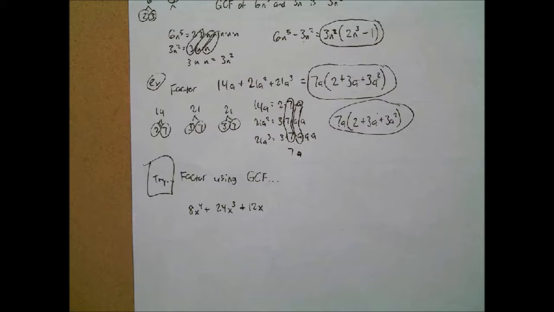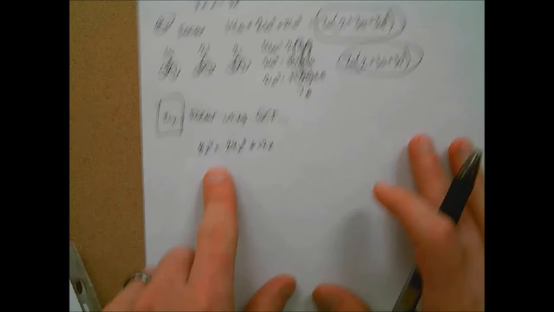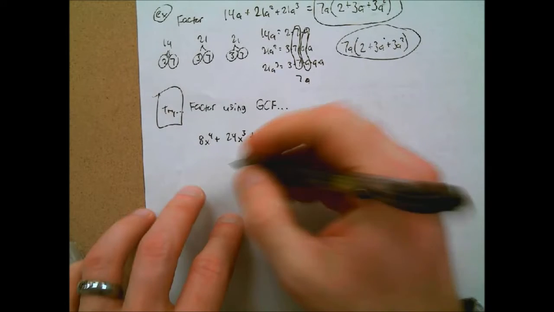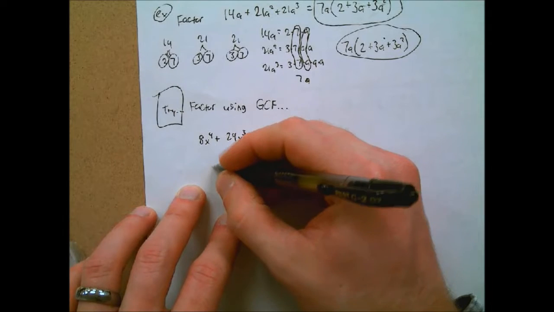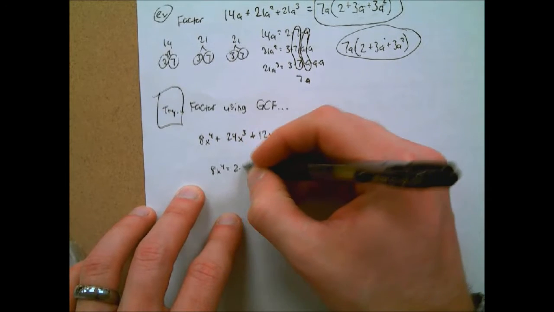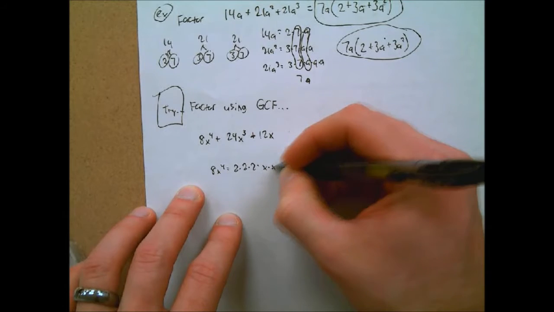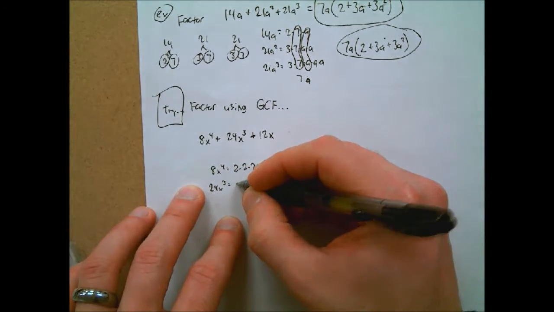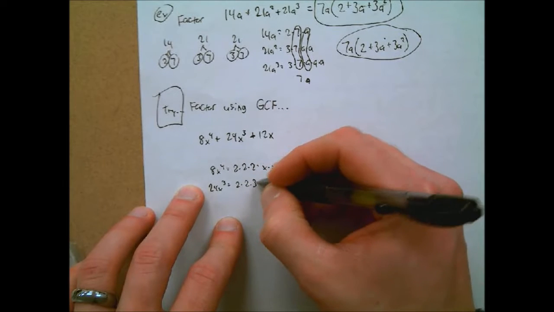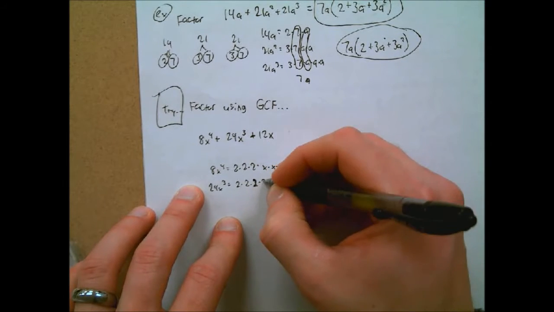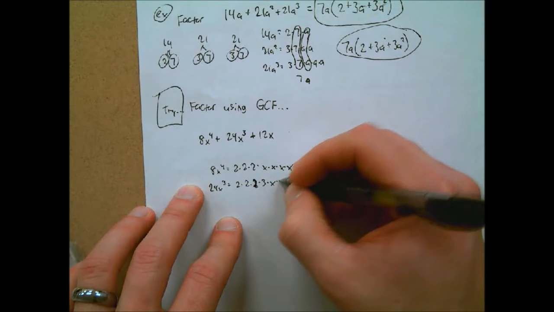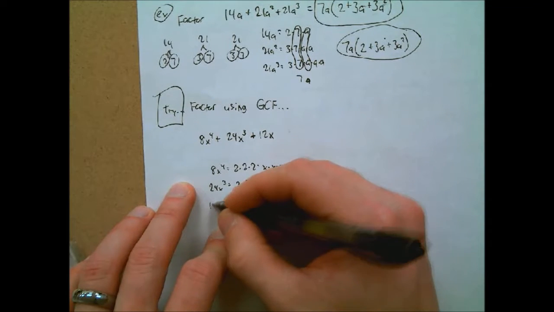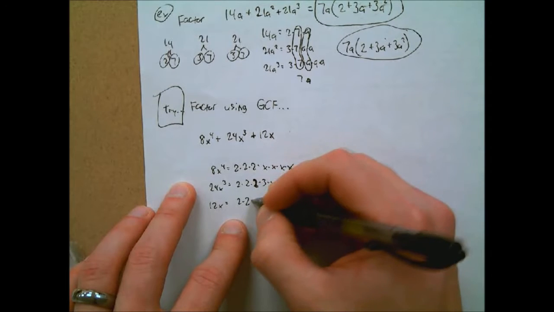Okay, let's take a look here then. Okay, 8x to the fourth. So I'm just going to write it out here, okay? 2 times 2 times 2 times x times x times x times x. 24x to the third is 2 times 2 times 2, whoops, got ahead of myself there, times 3 times x times x times x. And then 12x is 2 times 2 times 3 times x.